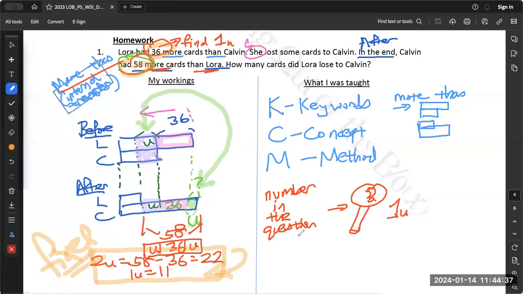So for the math part, it will be finding Laura equals to Calvin, question mark here. Hardworking kids will do this. So if you want to be a hardworking kid, do this as well. Put a question mark. So the question mark, which is the lost, will be 1U, which is found, plus 36, which is 47. And this is the math part.